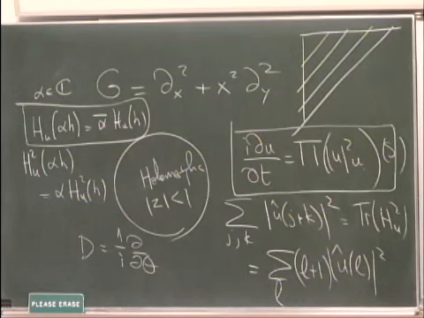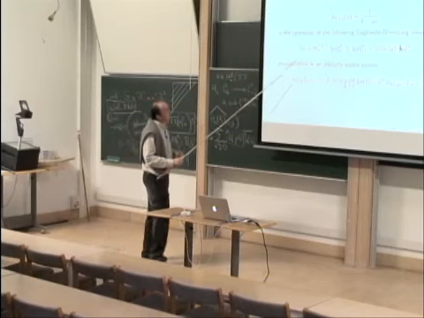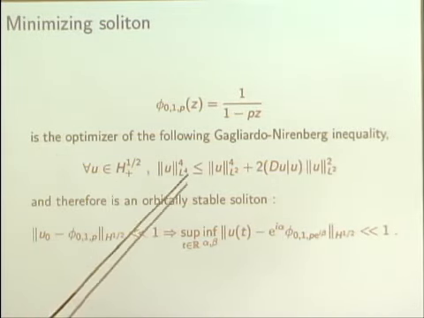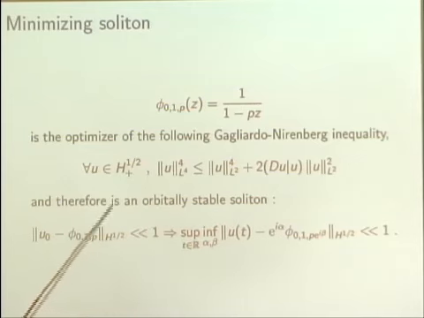But there is one which is very particular, which is just this. Okay, so just a rational function with one pole. And it's an optimizer of some kind of Gagliardo-Nirenberg inequality, a little like in the nonlinear Schrodinger theory. And this Gagliardo-Nirenberg inequality helps you to prove that this soliton is orbitally stable.